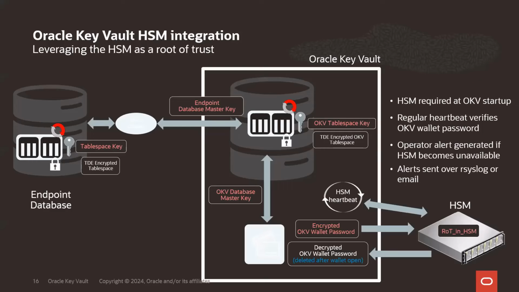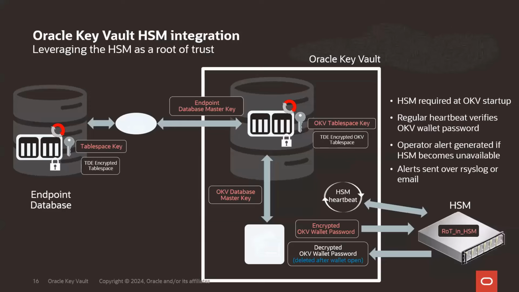So at the time when OKV starts, at one point it needs the wallet to be open. If we see, oh, this is password protected, and here is my password stored in an encrypted file, OKV will reach out to the HSM, send the encrypted password to the HSM, get it back in clear text, open the wallet, and then we can start.